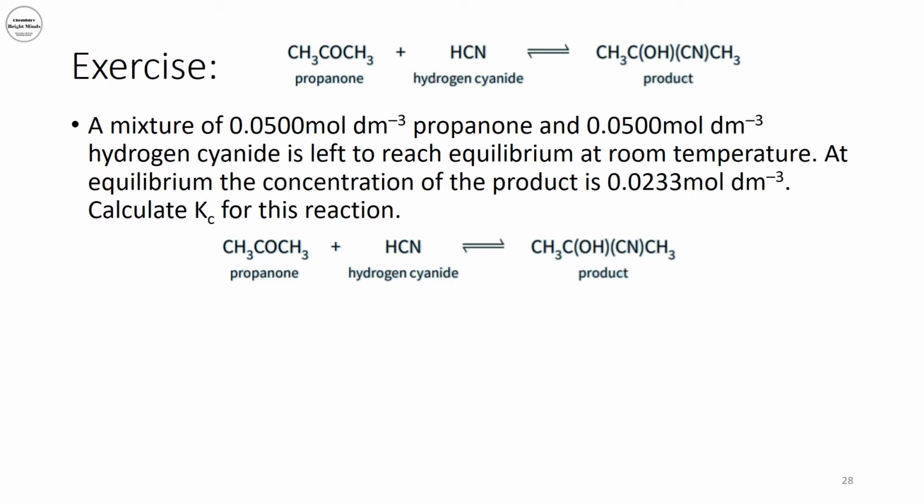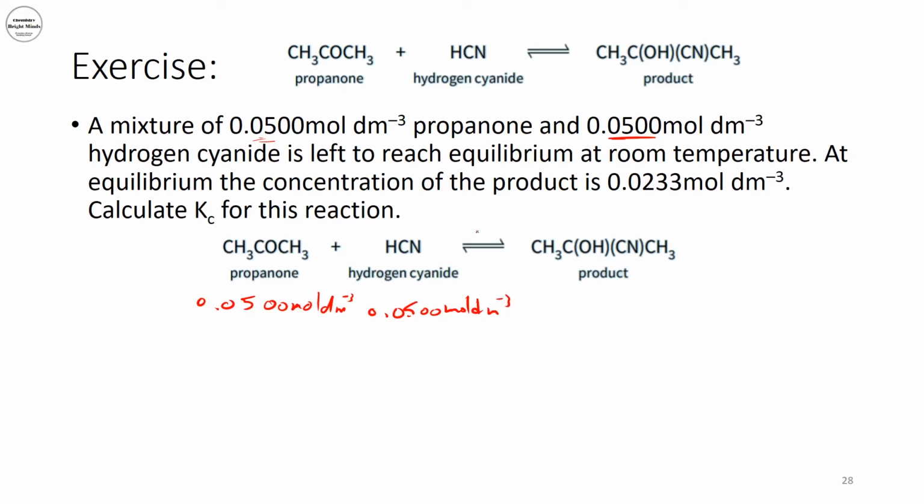Now let's look at this exercise. In here I have propanone that's reacting with hydrogen cyanide to give me this product. The initial concentration of my propanone is equal to 0.0500 moles per cubic decimeter. In here I have hydrogen cyanide with the same concentration, 0.0500 moles per cubic decimeter.